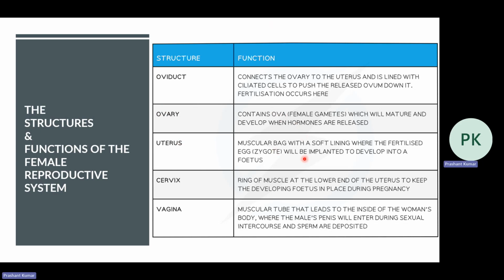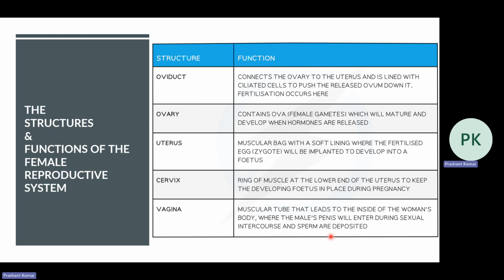The uterus is a muscular bag where the fertilized zygote is going to implant and a new baby is going to form after 9 months. The cervix is a ring of muscles at the lower end of the uterus to keep the developing fetus in place. During pregnancy, it should not move, so we need some support. The vagina is a muscular tube that leads to the inside of the woman's body, where the male penis enters during sexual intercourse and sperm are deposited.